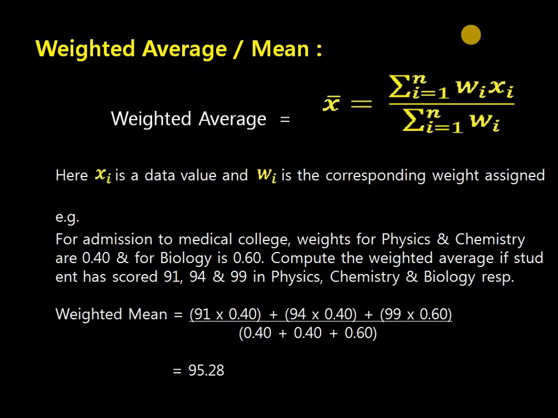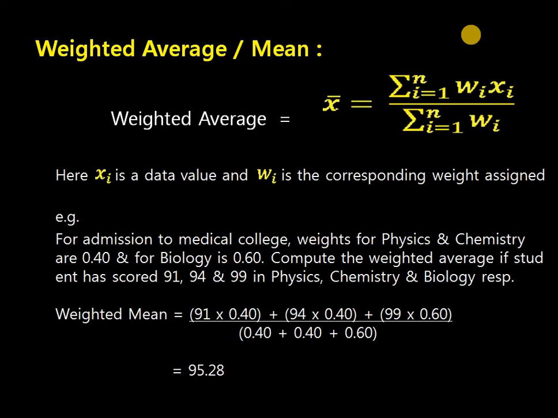Weighted average is denoted again by x bar, which is the summation of all wi xi, i ranges from 1 to n, divided by the total weights, that is the sum of wi. Here xi is a data value and wi is the corresponding weight assigned to it. Consider an example wherein a student wants to get admission to a medical college, wherein physics and chemistry are given a weight of 0.4 and biology is assigned a weight of 0.6.